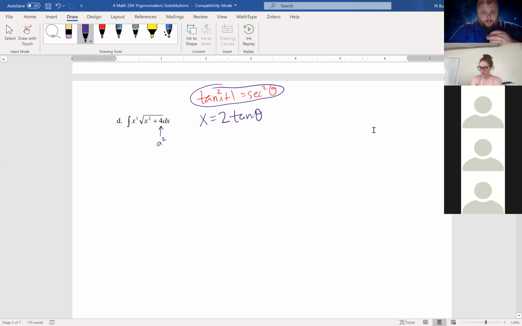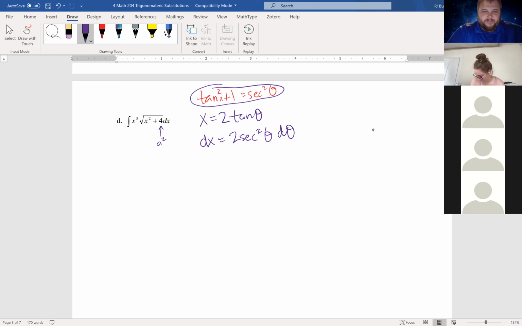All right. So x equals 2 tan theta. Then what is dx? Two secant squared theta. What else? D theta. Right. Can't forget that guy.